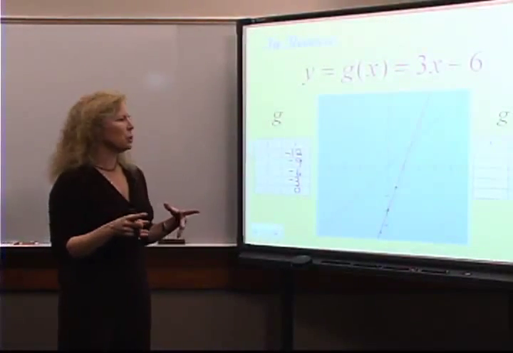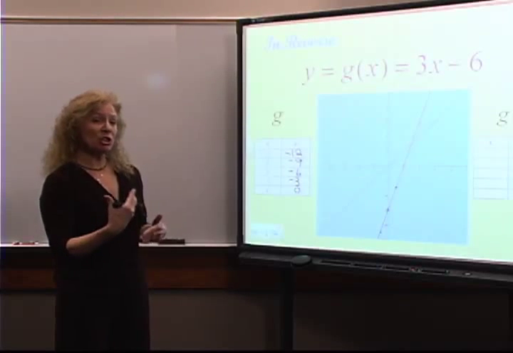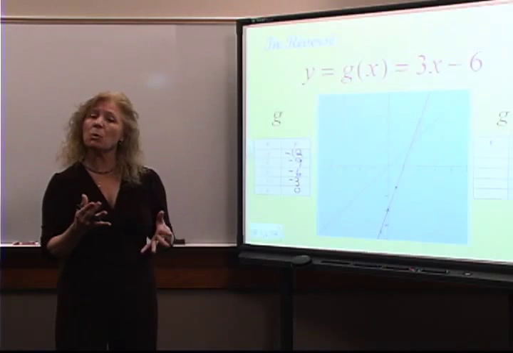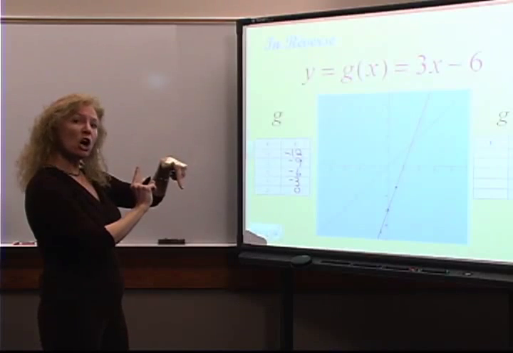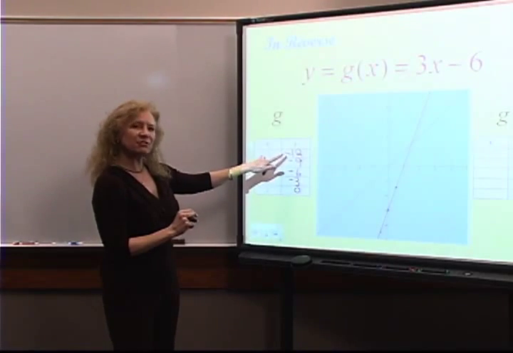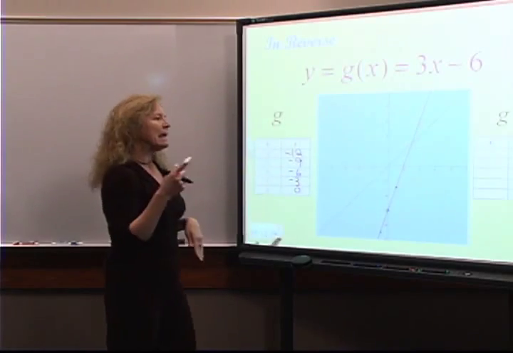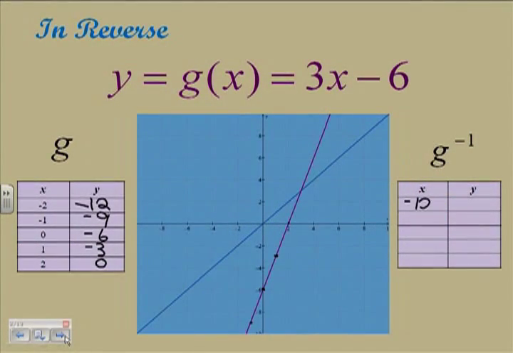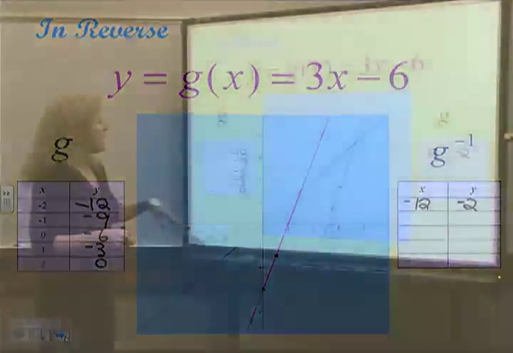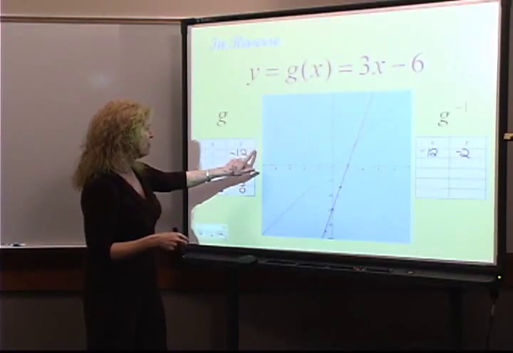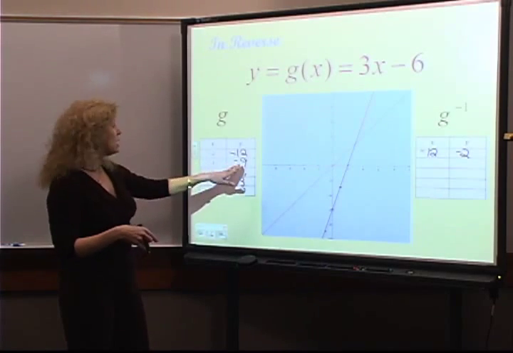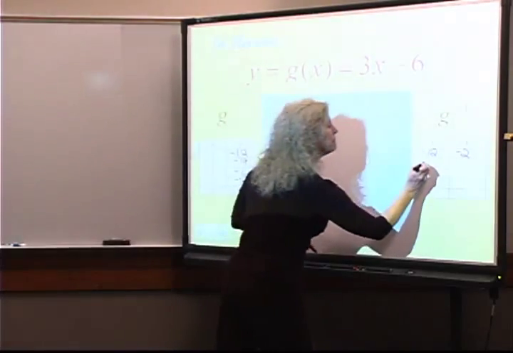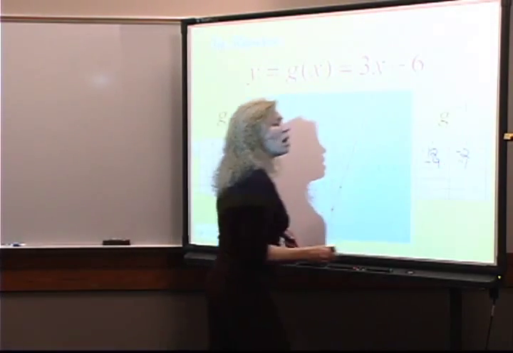And then what I want to do is talk about the inverse of g. In the case of doing an inverse, what we need to do is go in reverse. So what we do is interchange our x and y. So this point, negative 2, negative 12 off of g, is going to become the point negative 12, negative 2 on the inverse of g. Now, of course, if I try to plot negative 12, negative 2, he's off the graph, so I'll just let him go. The point negative 1, negative 9, when I reverse him, becomes negative 9, negative 1.